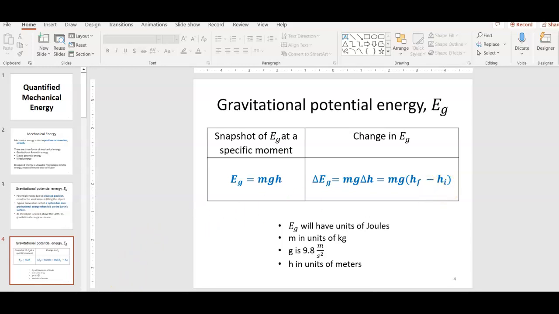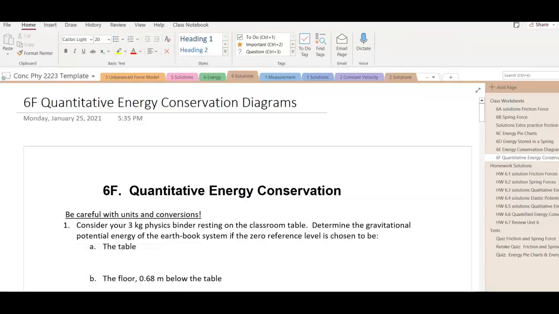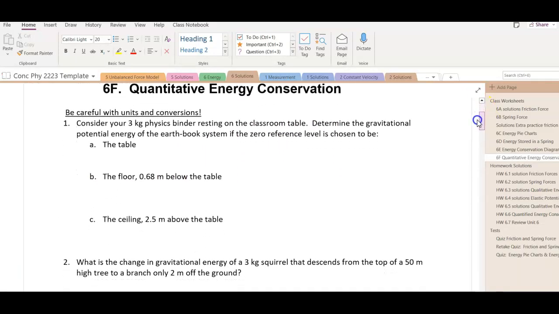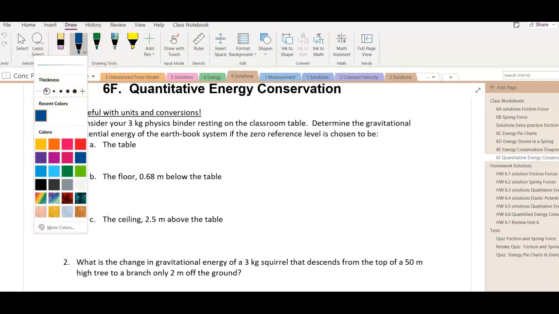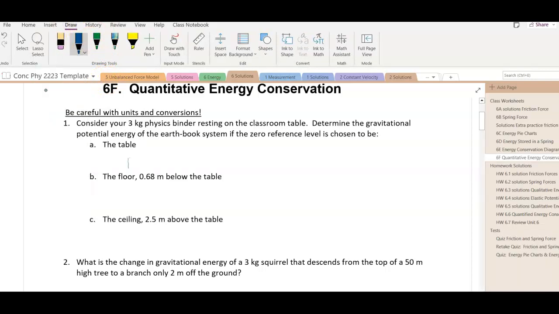Let's go to Worksheet 6F and calculate some gravitational potential energies. In the first problem here, we are considering exactly the same scenario, which is that a notebook, a binder, is sitting on a table. And so I'm going to draw that for A, B, and C. So, the notebook and the table are in exactly the same position in all of them.